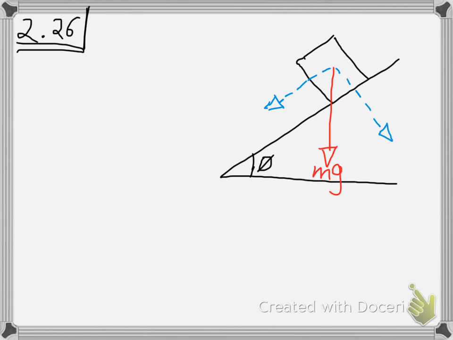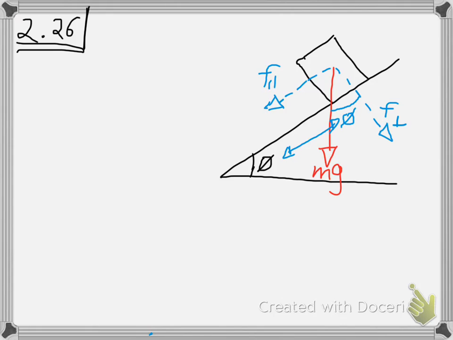As the incline gets steeper, this parallel component will get larger, and the perpendicular component will get smaller. The other thing to remember about this is that the angle between the perpendicular component and the weight is going to equal the angle of the incline. So those two will be equal.